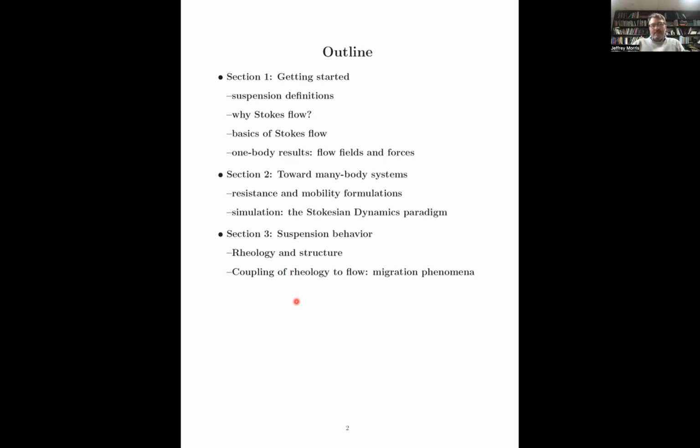And then I'll say some things about the bulk suspension behavior. So some things about rheology and its relationship to the structure, that is how the particles arrange themselves in space relative to one another. And then the coupling of rheology to flow, which leads to migration phenomena, which have been a sort of a central point in thinking about suspensions for the last couple of decades.